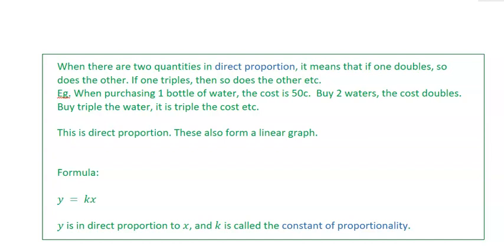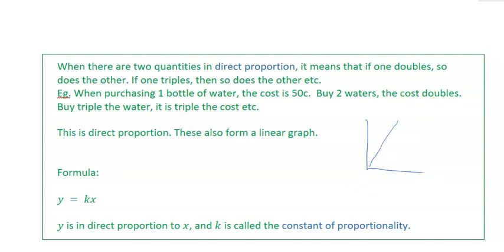Okay, so one side is multiplied by 3, the other side goes up multiplying by 3. This is a pattern, and of course it also forms a linear graph. If you were to graph it, it would be like a positive trend. So when one goes up, the other goes up by the same proportion.